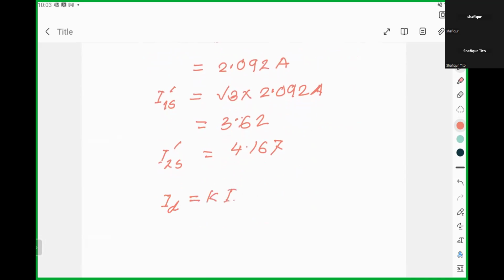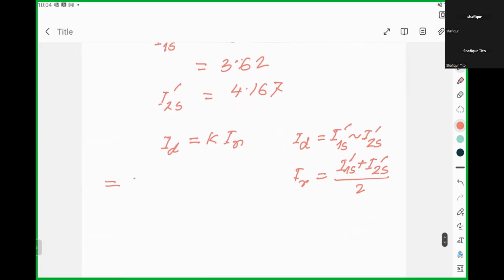Now from here we can find out, from the relation of the characteristic curve, ID equal to K into IR. Where ID is the difference between I1S and I2S, and IR is the average value, I1S prime plus I2S prime divided by 2. So we can do the calculation from here and write down K equal to ID divided by IR. So that will give us 0.14.